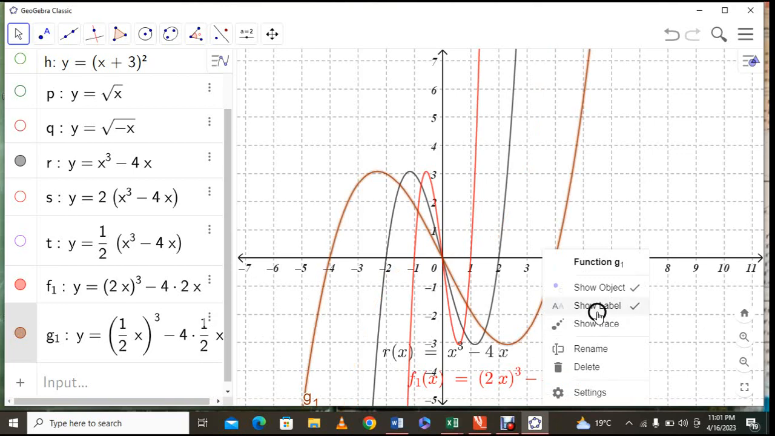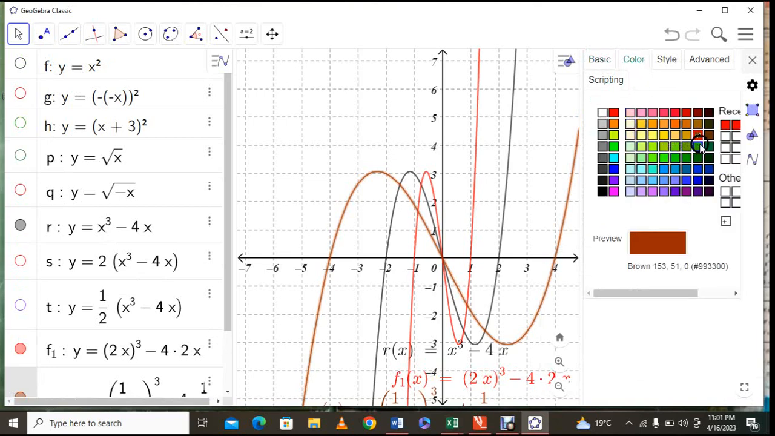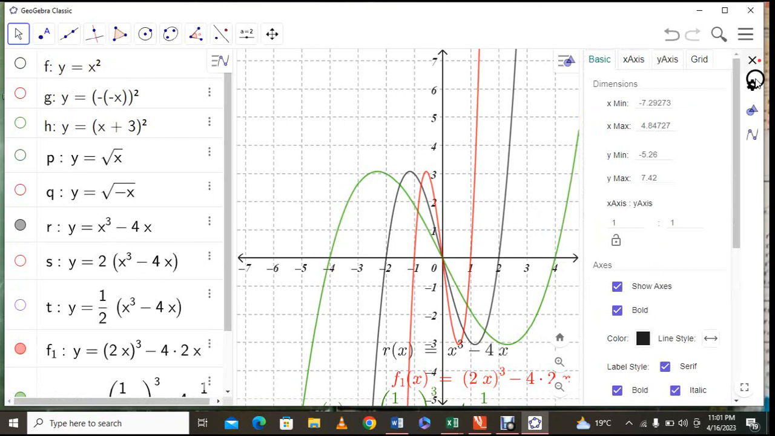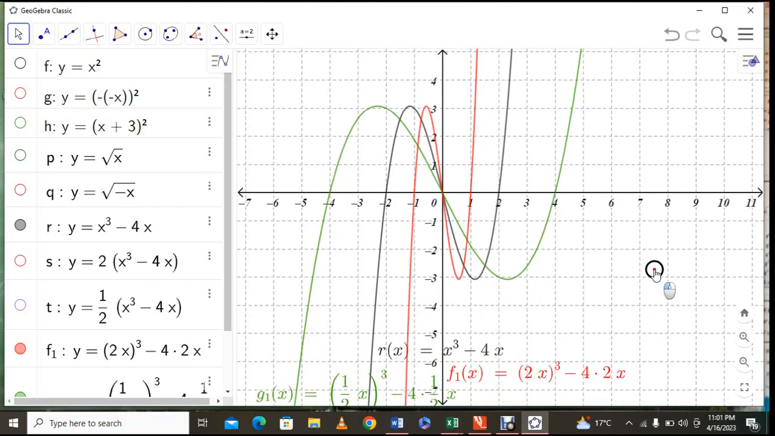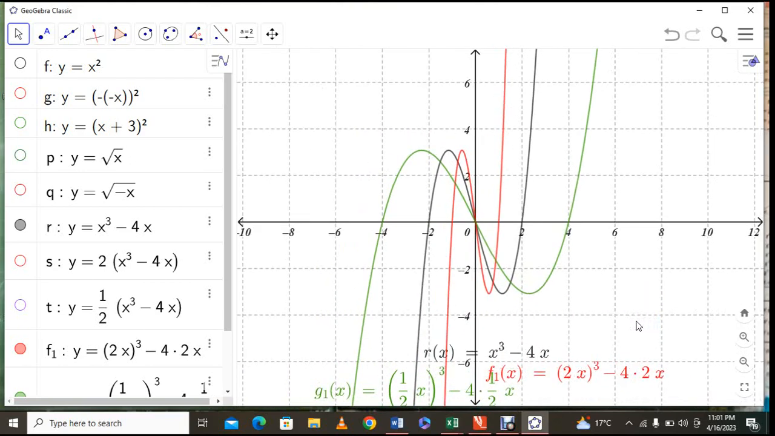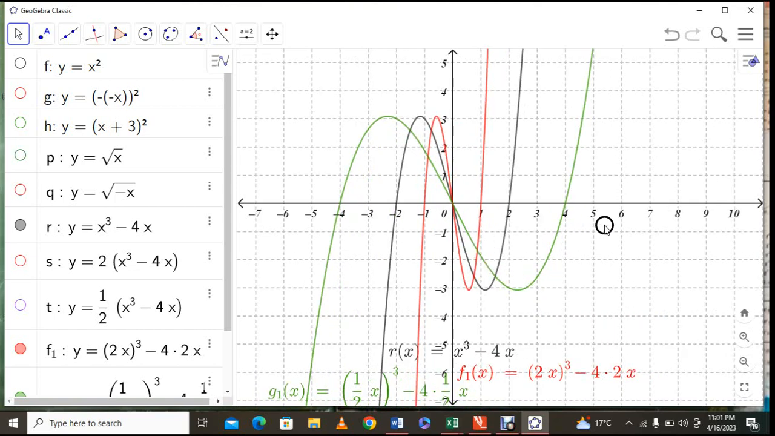Again, I'm going to remove that label because I want to label it myself. In settings, I'm going to have the name value, and I'm going to make it green. Okay, so there you have it. You see the one in green, it's stretched. The moment you have got a fraction, then obviously you're talking about a stretch.